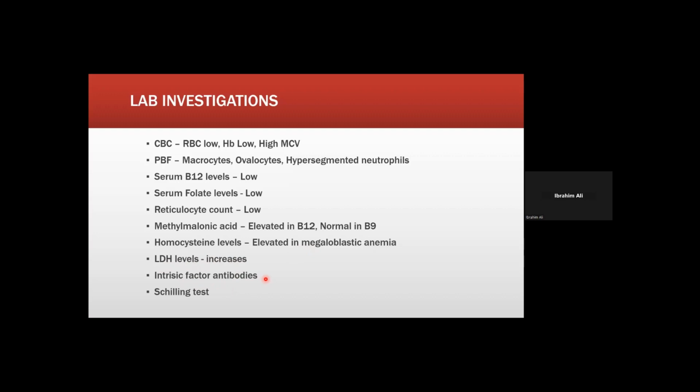Intrinsic factor is needed for the absorption of vitamin B12. If you remember your physiology well, in the stomach, the parietal cells produce intrinsic factor, and intrinsic factor is needed for B12 to be absorbed. So if you have a problem with intrinsic factor, your B12 will not be absorbed, so you will end up having macrocytic anemia. Schilling test. And then for non-megaloblastic, you can do LFTs to check for liver disease. You can do the thyroid profile for hypothyroidism and so on.